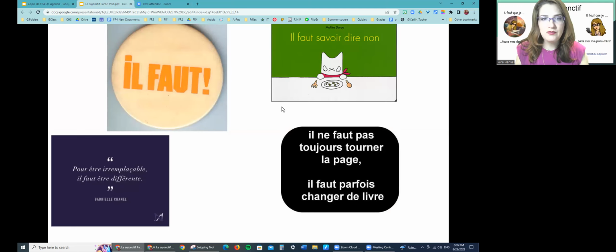Voilà des expressions avec il faut. Il faut savoir dire non. One should know how to say no. Il ne faut pas toujours tourner la page. Il faut parfois changer de livre. One shouldn't always turn the page. One should sometimes change the book.